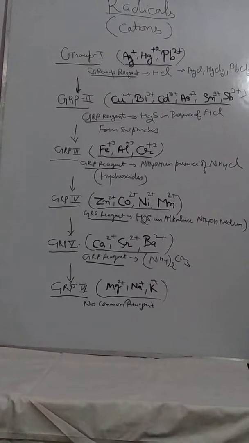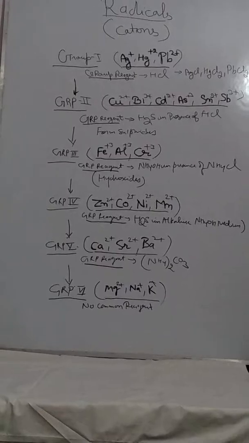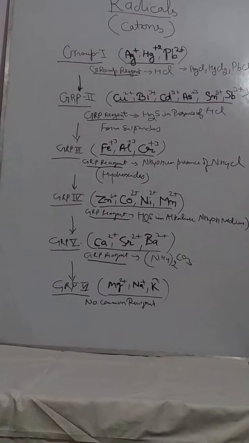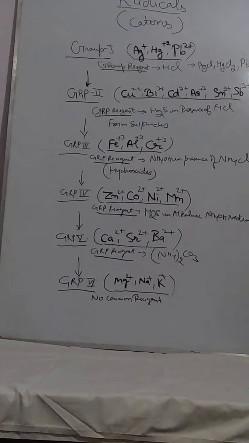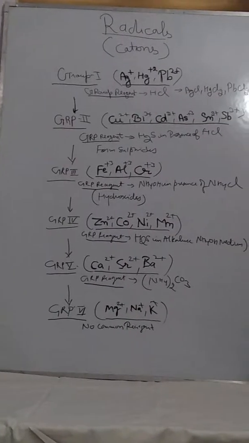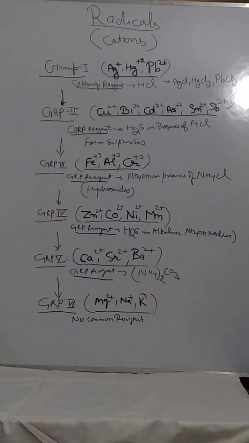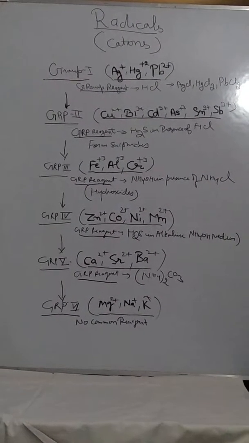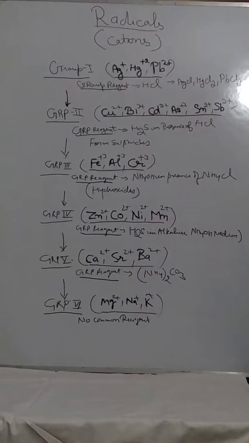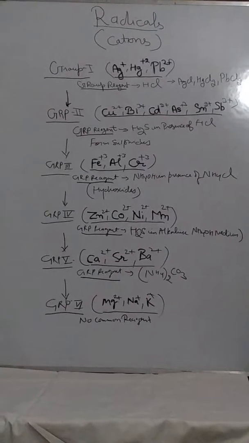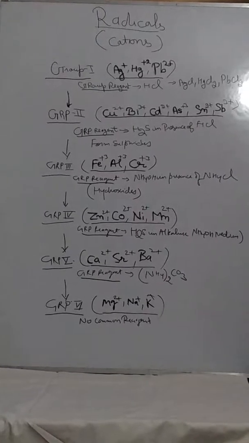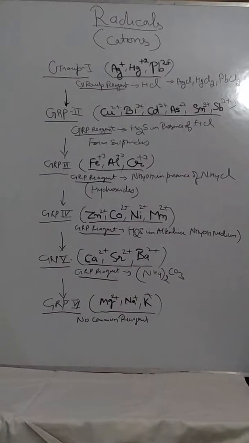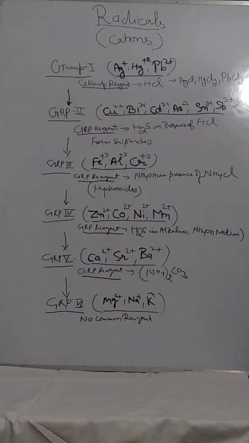Now, for the second group, what do we have to do? We have to filter. After filtering the precipitate of group first, we have the filtrate of first group to perform the test for group 2. In the filtrate of first group, add H2S in presence of HCl.